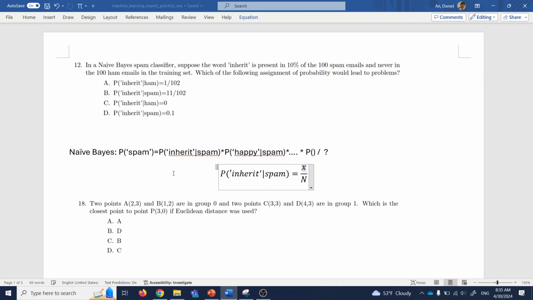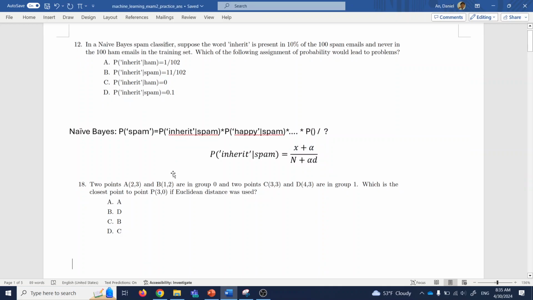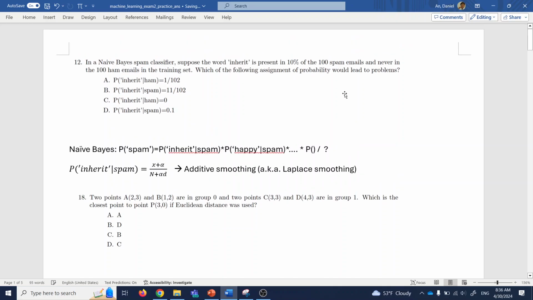That would be the naive way to encode the probability, but instead of that, people put some extra thing here, alpha times d, where d is the number of all possible words, and alpha is some number that you choose, usually a small value, or you could even choose one. So it's kind of arbitrary. It's a way to slightly change the probability, and the sole purpose is to make zero never appear. Such a thing is called additive smoothing, also known as Laplace smoothing, because apparently Laplace was the first person to think about such a thing.